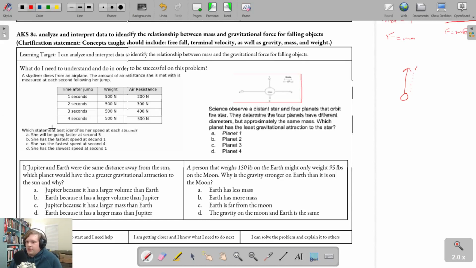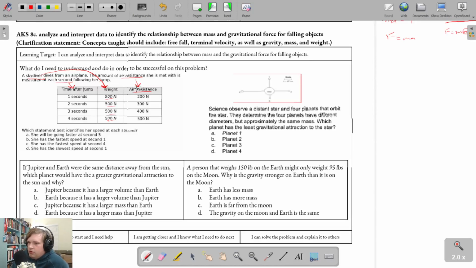A skydiver dives from an airplane. I'm getting rid of my ball over here. The amount of air resistance she is met with is measured at each second following her jump. Now, we have our air resistance, measured each second in time. And then we have our skydiver, who has a weight. That's measured there. So the skydiver's weight, look, 500, 500, 500, 500. It does not change. Her weight is the same the entire time.